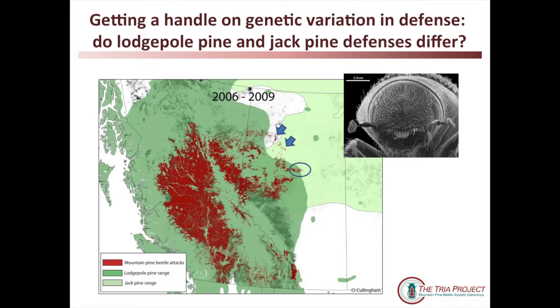If we build a model of what defenses might have looked like and might have evolved, one might predict then that jack pine will not have a co-evolved defense, and so it's relying on its generic defense against bark beetles when it's attacked by mountain pine beetle.